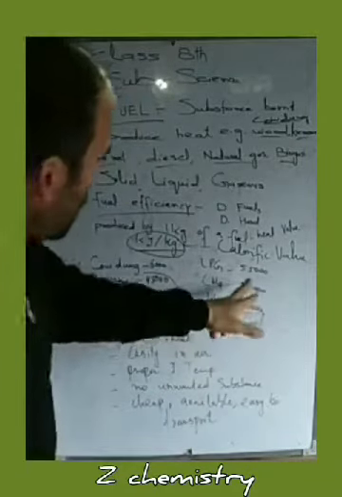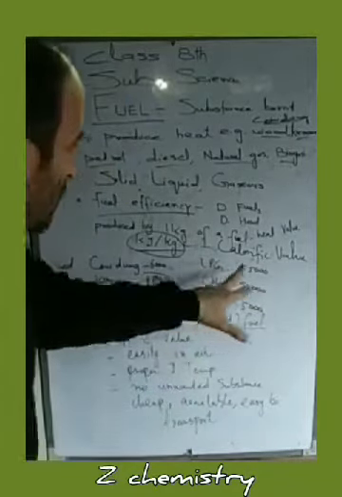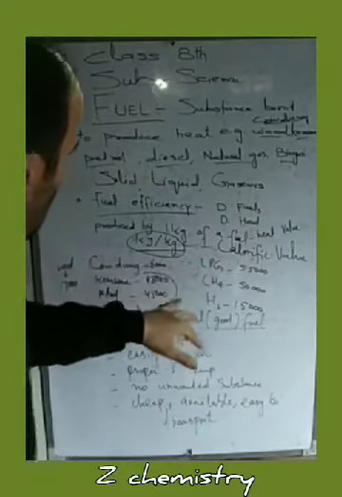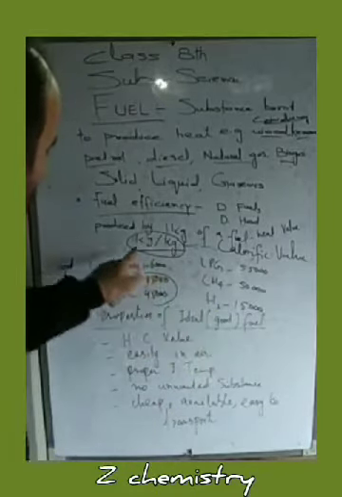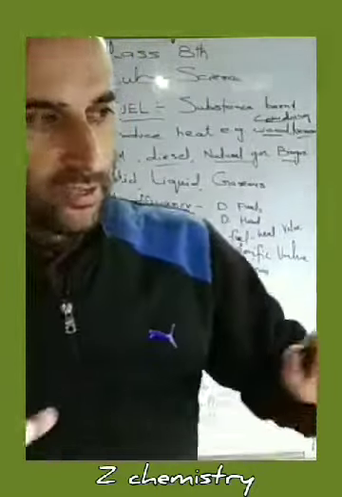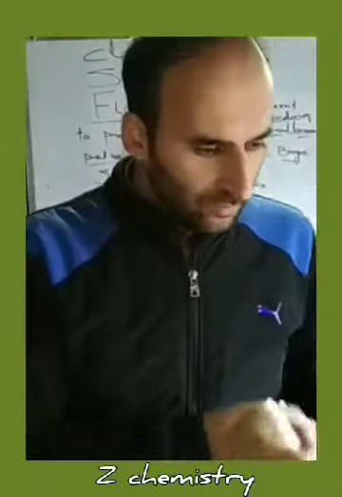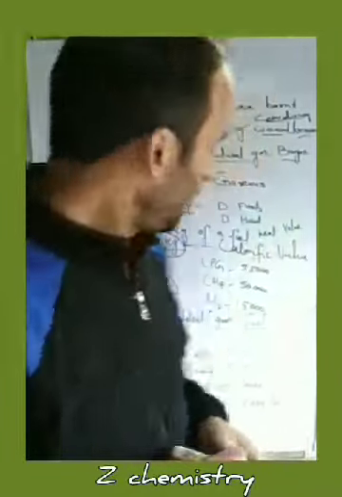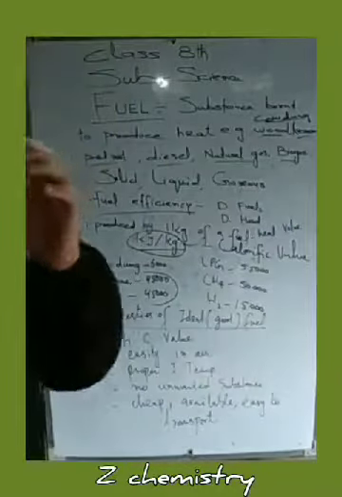LPG has a calorific value of 55,000 kilojoule per kilogram. Methane 50,000 kilojoule per kilogram, and hydrogen gas. Hydrogen gas is also a fuel, and it is mostly used while carrying out experiments in the laboratory. Its calorific value is 15,000.